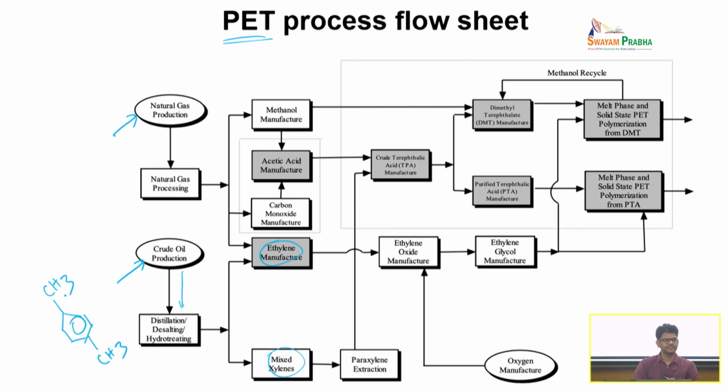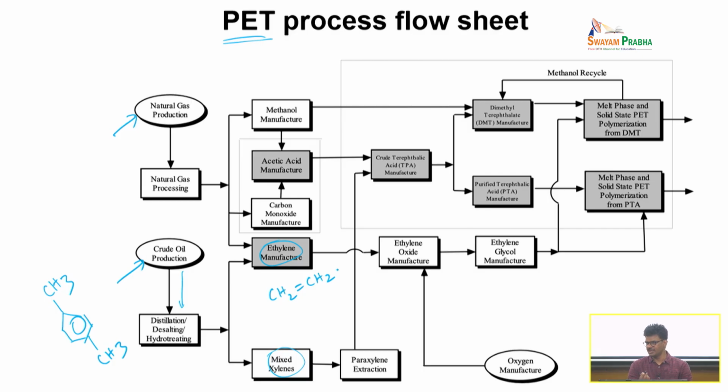This is xylene, and ethylene basically has a double bond, CH2 double bond CH2. Ethylene and xylene do not exist by themselves, so they have to be converted from crude oil. Natural gas is basically methane, and from methane you can also produce a variety of things. We can make methanol, acetic acid, and carbon monoxide, as well as ethylene. All these chemicals are made from natural gas.